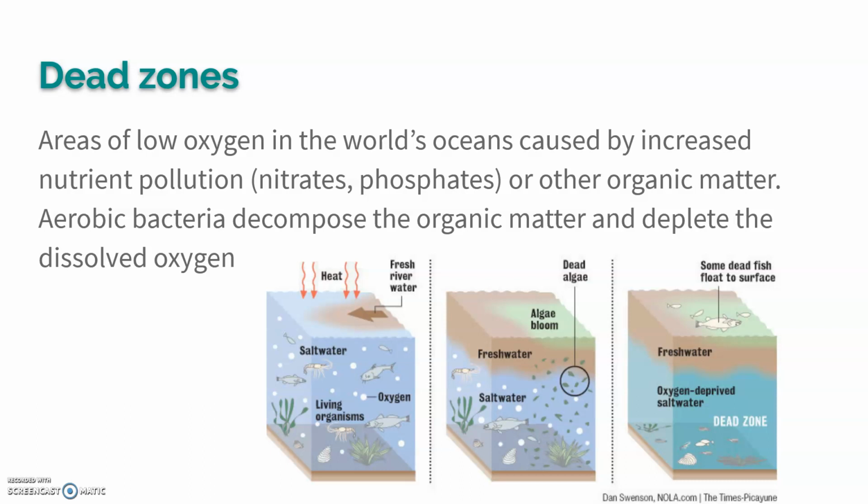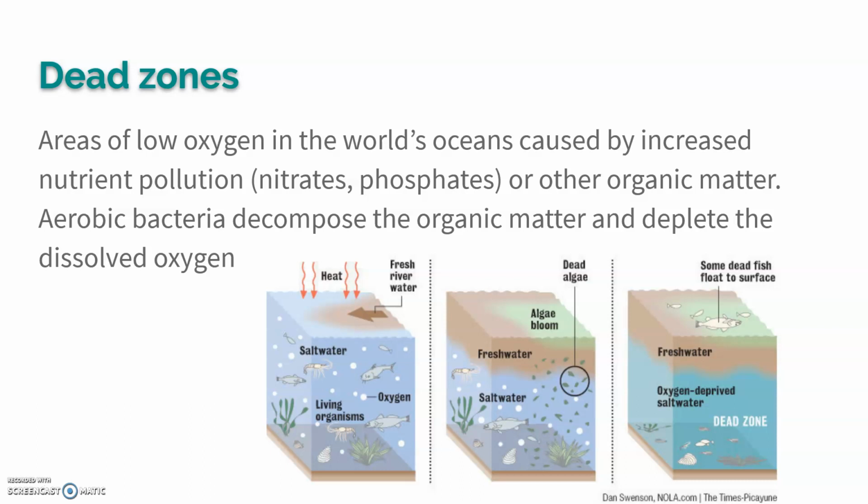It says areas of low oxygen caused by aerobic bacteria using up all the oxygen in that water. So the reason they might do that, commonly it's because of nutrient pollution. So nutrient pollution, for instance, like nitrates and phosphates from excess amounts of fertilizer, that causes these massive algae blooms. So there's just a whole bunch of algae growing.